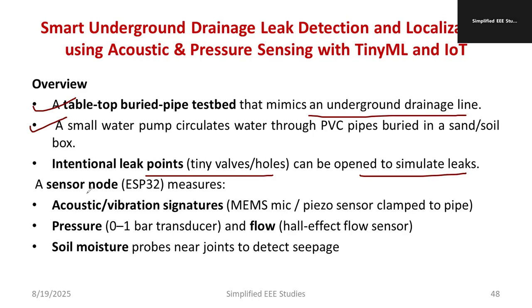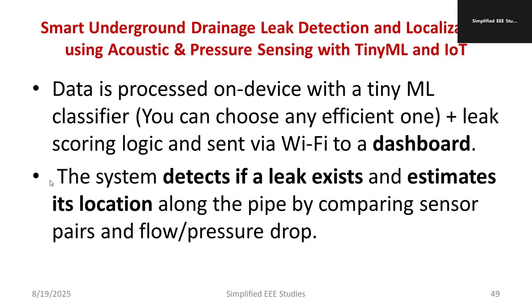Similarly, we need sensors, and the following sensors are used: acoustic sensors or vibration sensors, then a pressure sensor, then a soil moisture sensor. These are the physical sensors which you are going to use in the system. Moreover, we require a microcontroller unit. I'll tell you what kind of microcontroller unit is going to be used. That is the ESP32, you can use it. Similarly, we need a set of data related to the system.